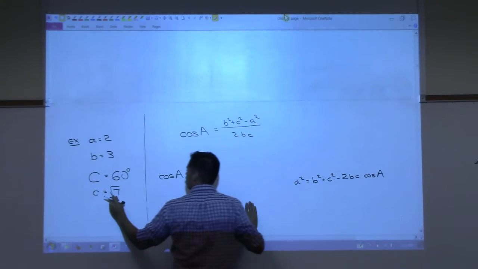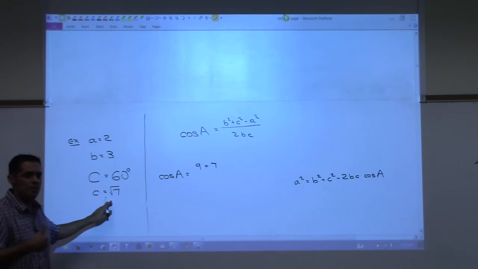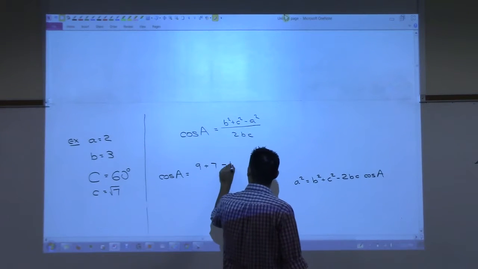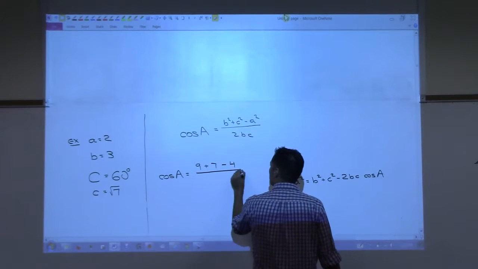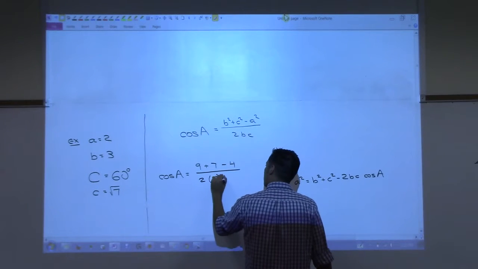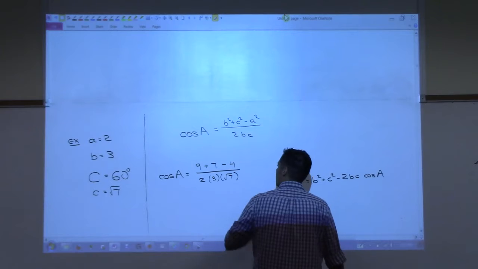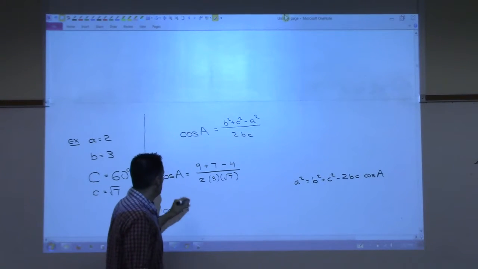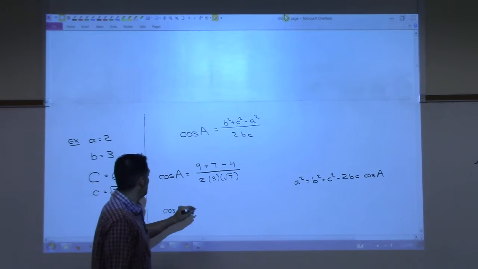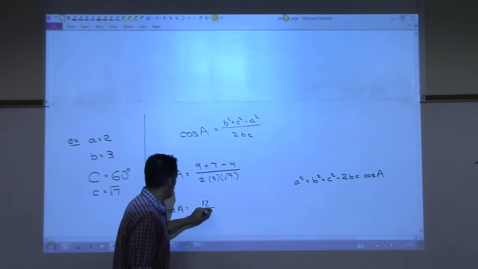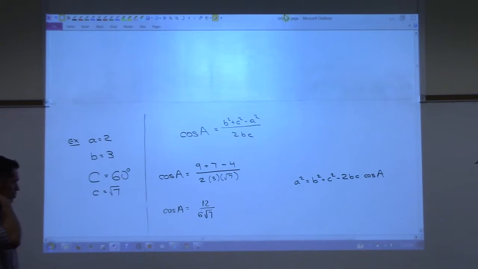7, right? Because we're doing root 7 times root 7, which is just 7. And then minus a squared, which would be minus 4, over 2 times b, which is 3, times root 7. And I'm going to need someone to go ahead and figure out what that is for me. I know the top is 312, right, over 6 root 7. So if you could, please, someone give me 12 over 6 root 7.